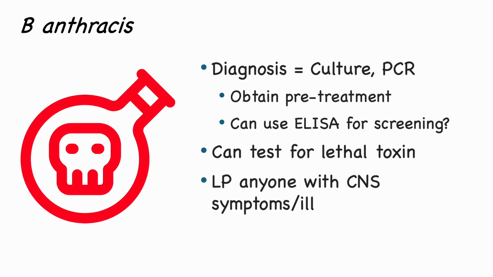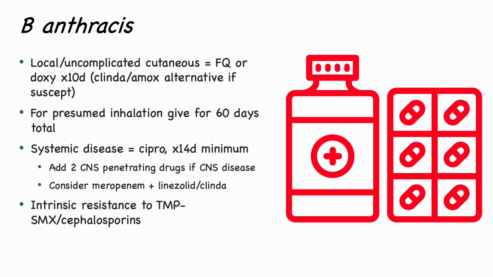The mainstay of diagnosis is culture, although nowadays PCR is usually used. If possible, you should obtain the testing pre-treatment, but if the patient's in extremis, as they can often be, and testing isn't available easily, then you can consider treating first. There are some tests that you can get that look for a lethal toxin, especially if other modalities aren't available. It's really important to remember, though, that if the patient has central nervous system symptoms, including headache, altered mental status, then an LP should be part of the workup.